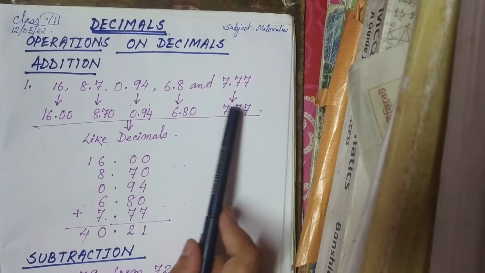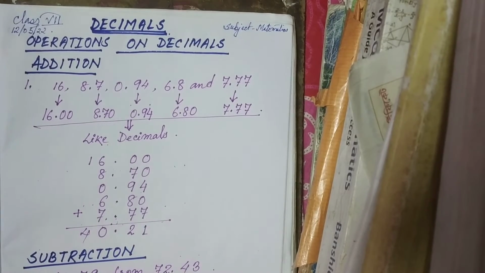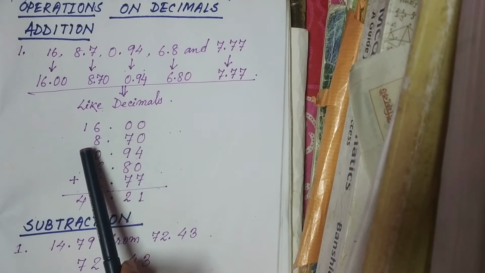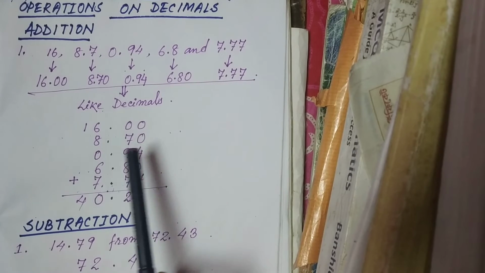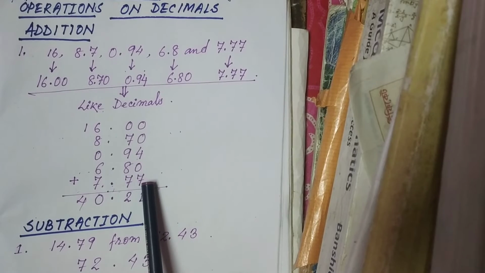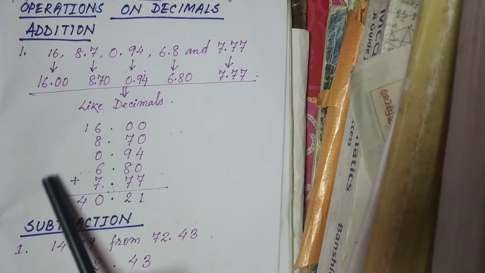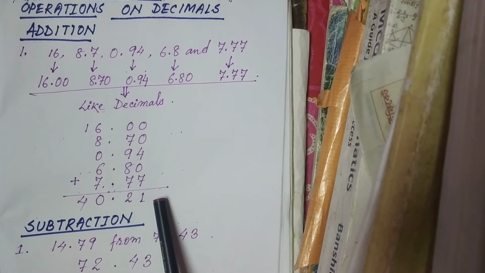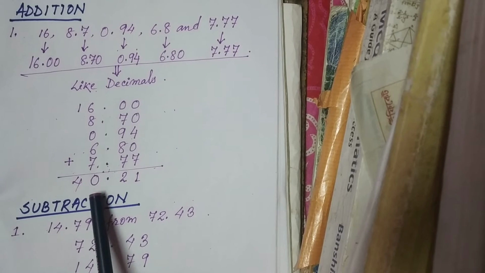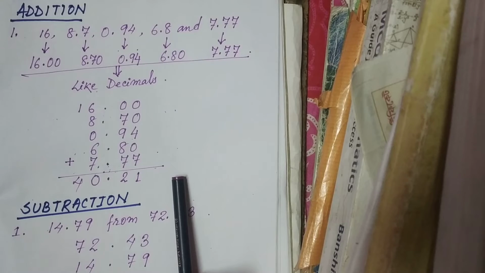Now what I will do is add all the like decimals. See here, 16.00, 8.70, 0.94, 6.80 and 7.77. So what I have done is I have added all the numbers here. And what I got after adding is 40.21. Is it clear to everyone?